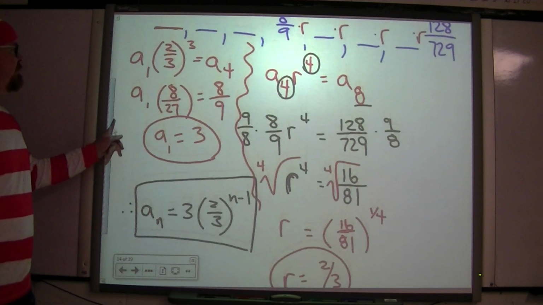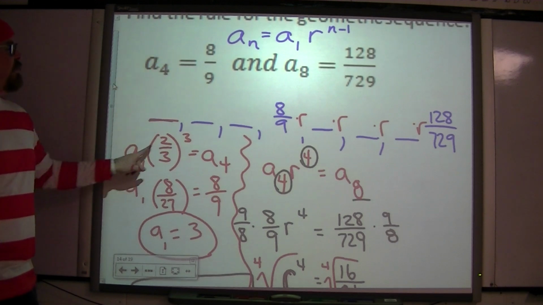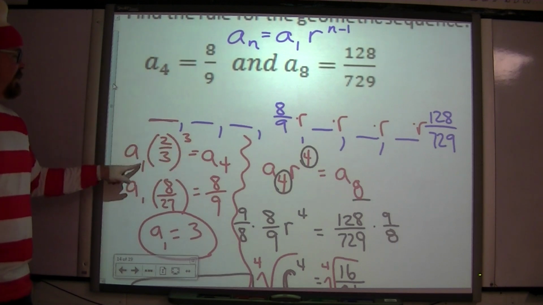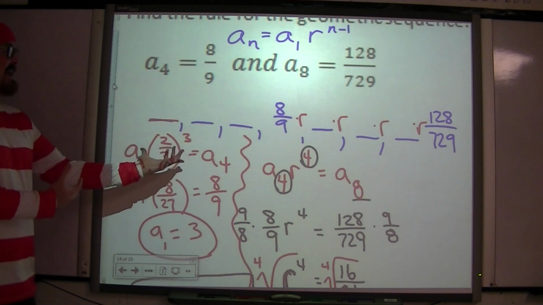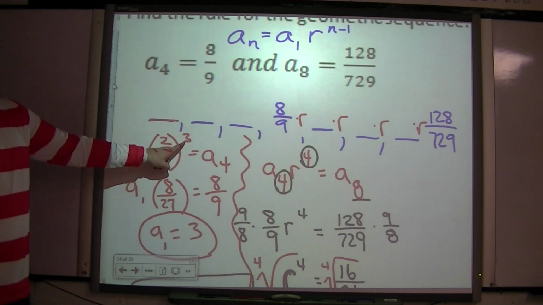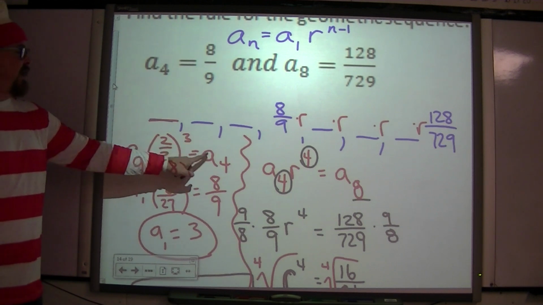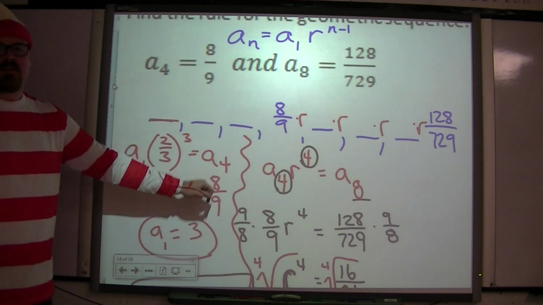Okay, so the bottom line with this problem is in any geometric sequence, we have this special relationship where if we know the term number, or we can set up any equation where the term number and the power of r, the sum of those values equals this term number here.